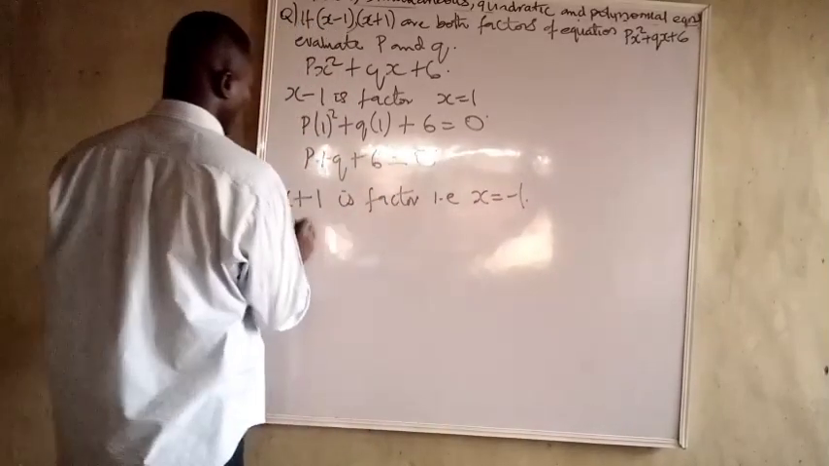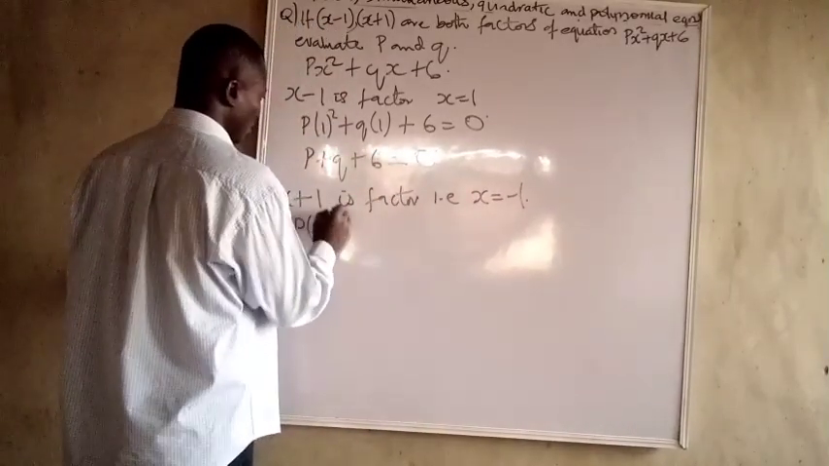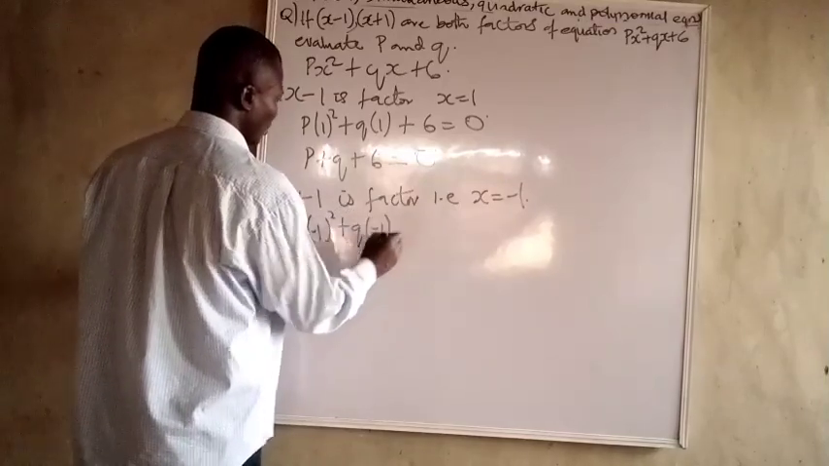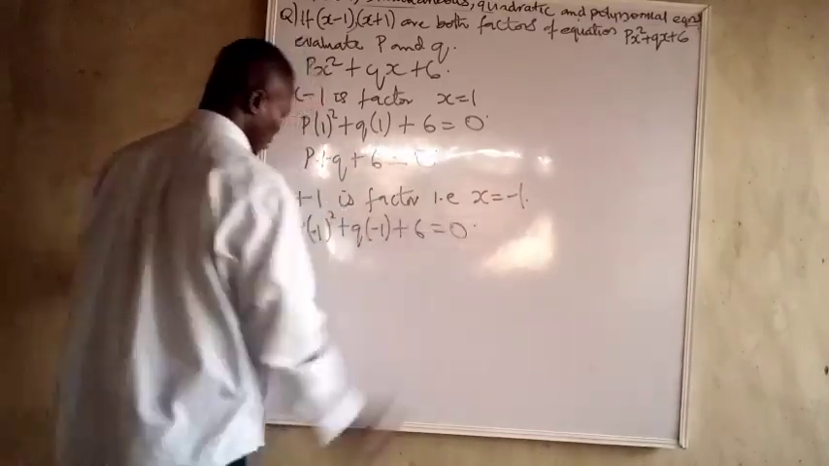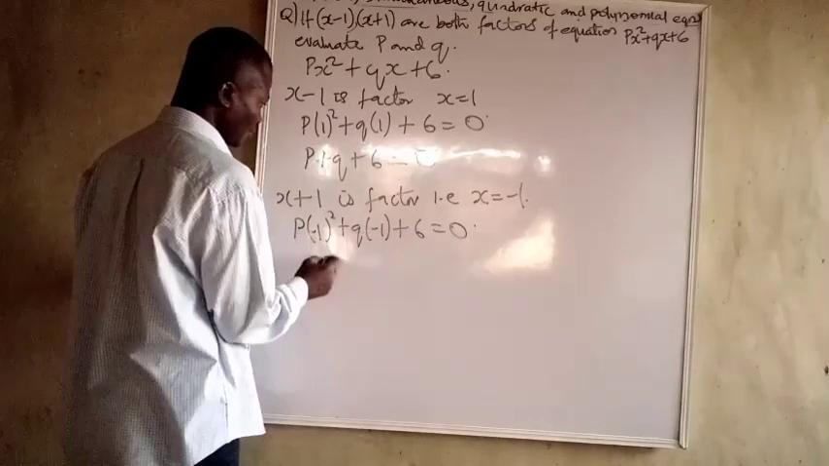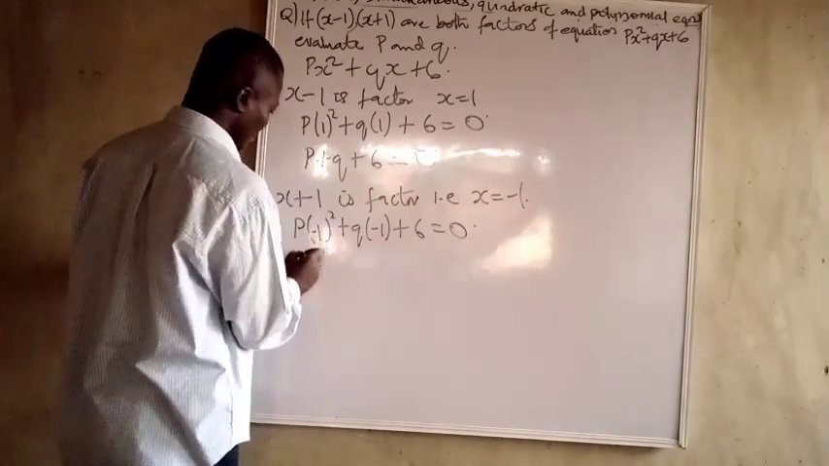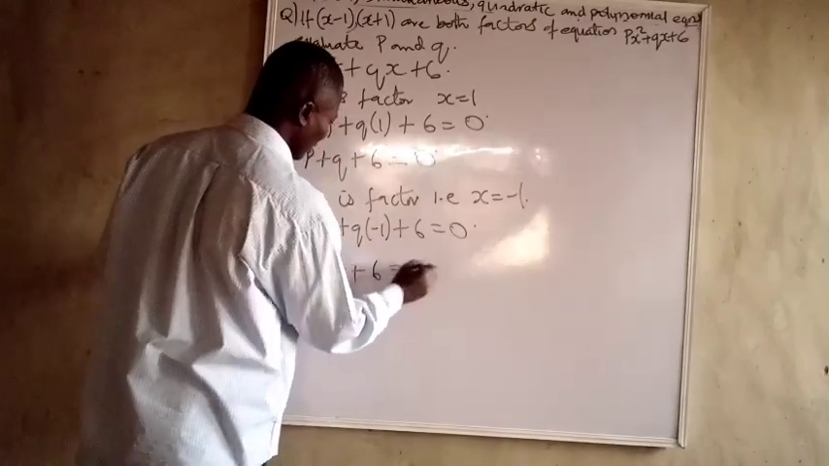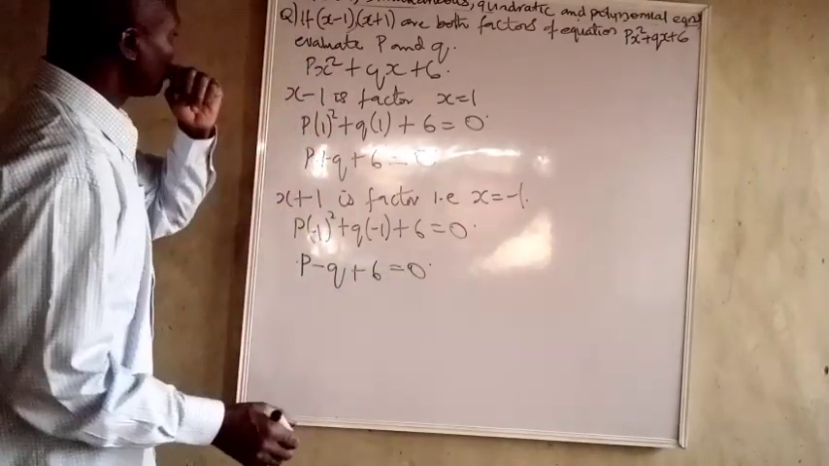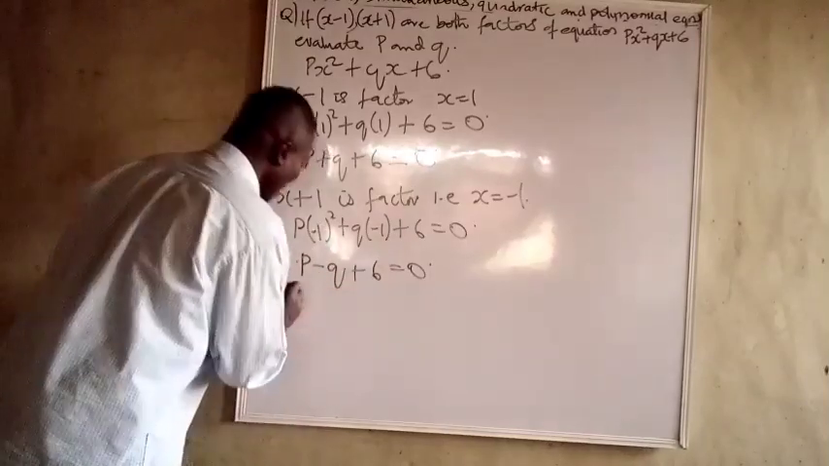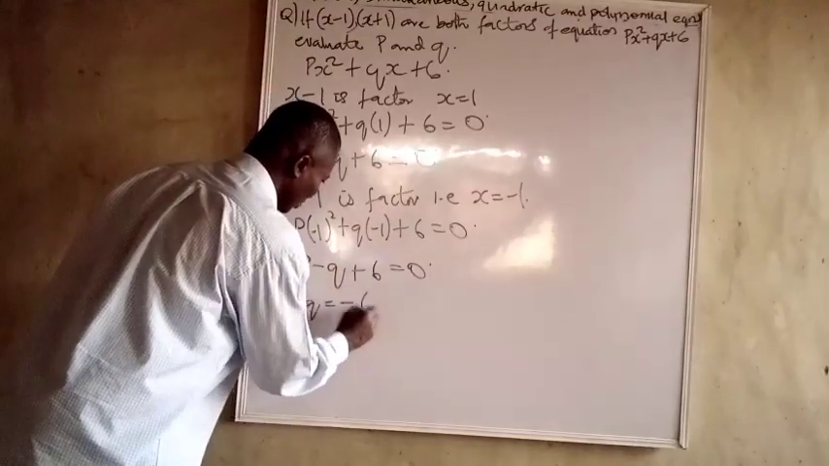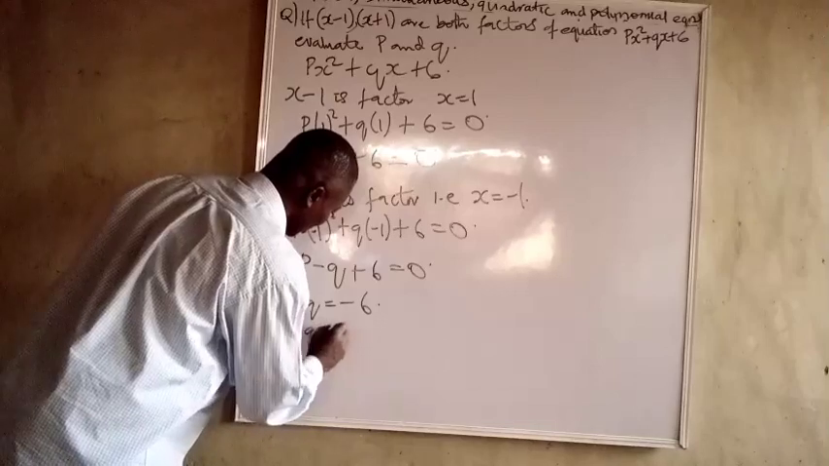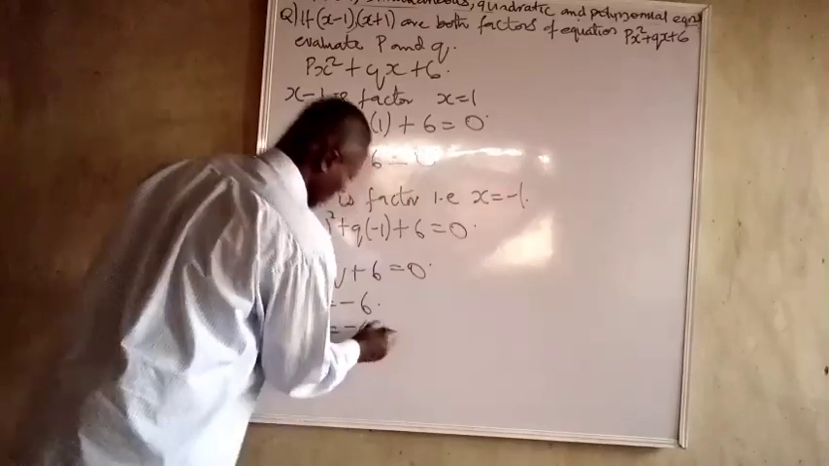So we are going to have p into minus 1 squared plus q into minus 1 plus 6 equals 0. So what does that give us? It means we are going to have p minus q plus 6 equals 0. So we have p plus q equals minus 6, and p minus q equals minus 6.